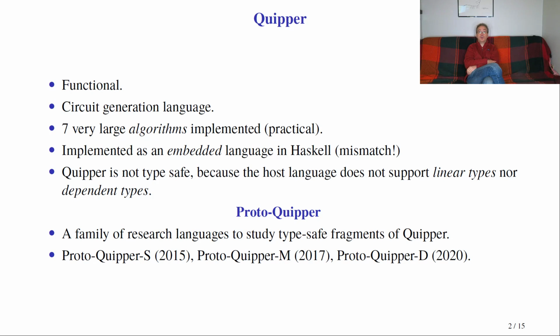And so for the past few years, we've been working on a family of programming languages that we call Proto-Qipper. Proto-Qipper is basically our attempt to formalize a meaningful fragment of Qipper. It's a family of languages because in the beginning we started with a small core, and we're using this as a platform to experiment with adding different features to the language. And the goal is that Proto-Qipper will eventually be as useful as the real Qipper.